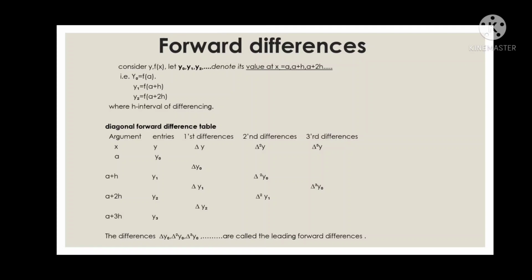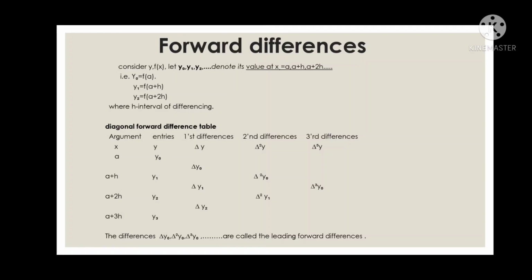You can see that if you take the difference of any two consecutive values of y, the difference will be h. That is, the difference between a plus h and a is h. Likewise, the difference between a plus 2h and a plus h is also h. That means the arguments are at equal intervals. Now look at the forward difference table. The arguments, x values, are written here. The corresponding entries of x are denoted by y0, y1, y2, y3.